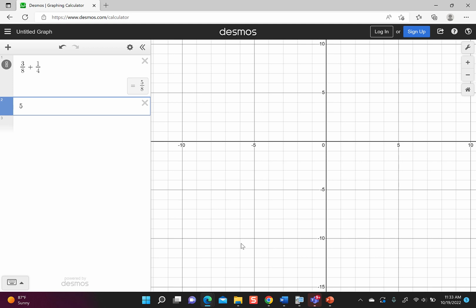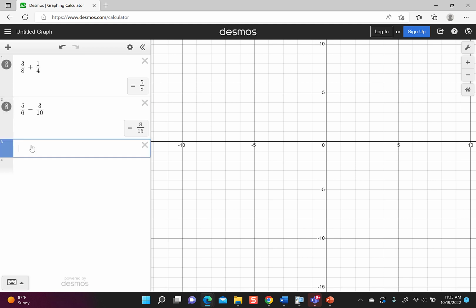Let's do the next one, 5 divided by 6. I push the arrow over to get out of the denominator, and then I say minus 3 divided by 10. Again, it gives me a decimal. I hit this double box. It comes back to a fraction. There's 8 over 15. The last one we had was 2 divided by 3, 7 divided by 8. Again, decimal. I hit it to a fraction. There's our 37 over 24.